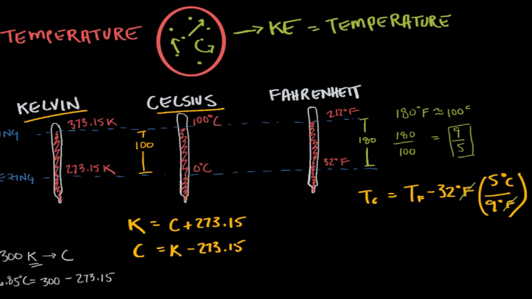And then we can also manipulate this formula if we want to start with Celsius. So all we have to do is solve for the temperature in Fahrenheit. To start, we would divide both sides by 5 over 9, or that's the same thing as multiplying by the reciprocal. And then to finish it off, we would just add 32, which is equal to the temperature in Fahrenheit. So now, we can start with temperature in Celsius and move to temperature in Fahrenheit, or we could start with temperature in Fahrenheit and move to temperature in Celsius.